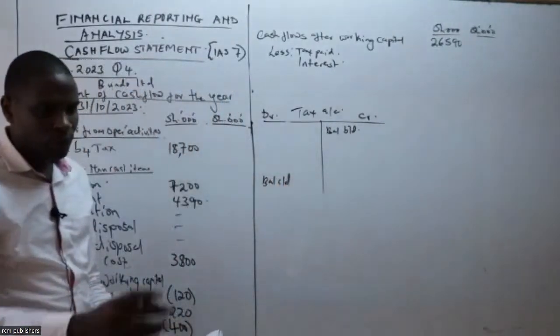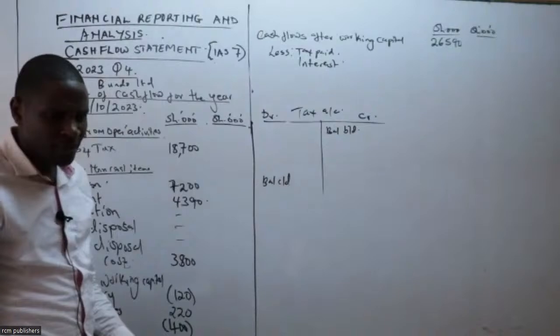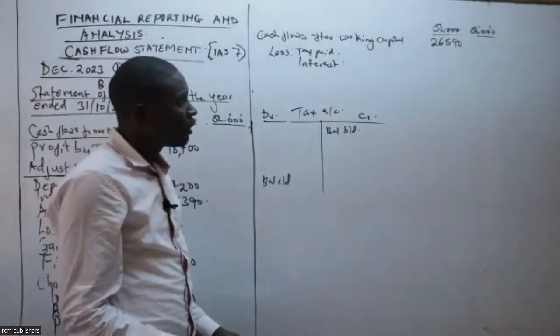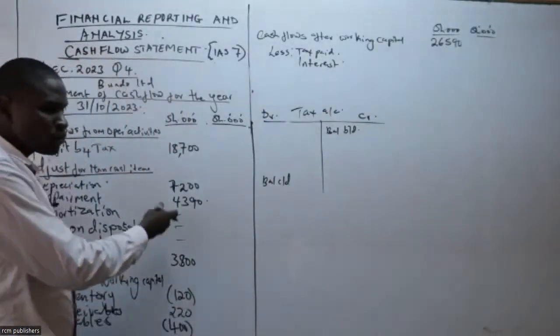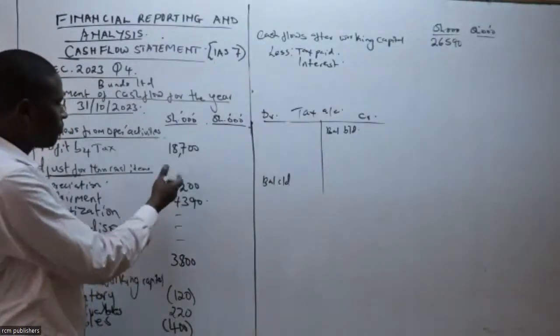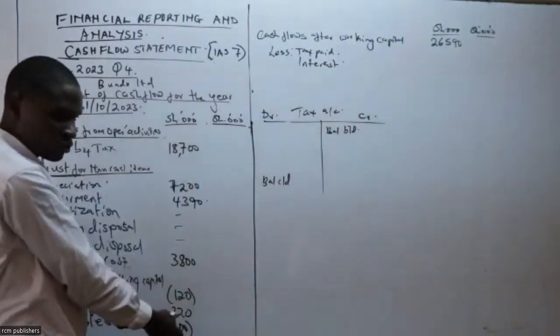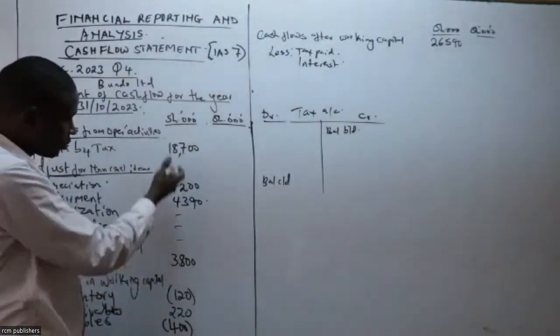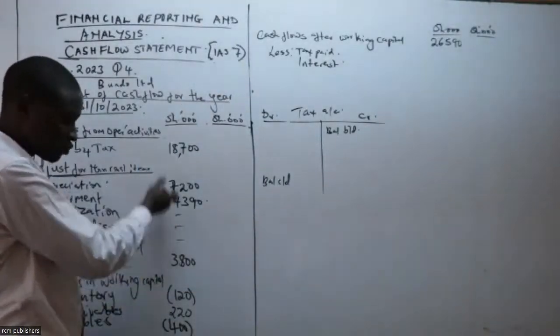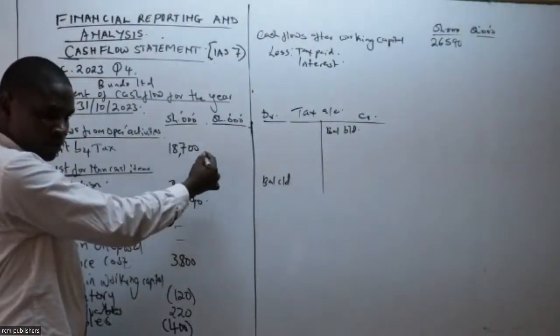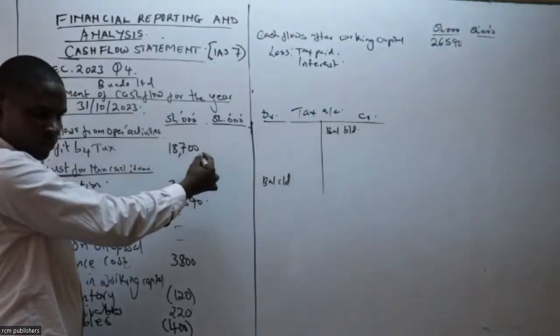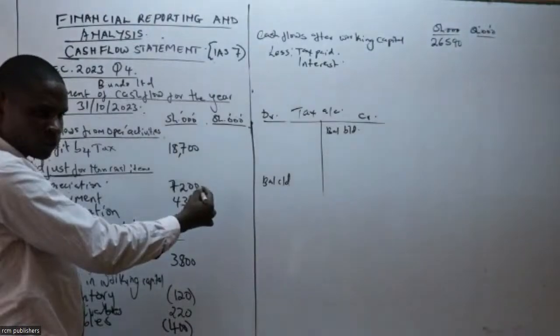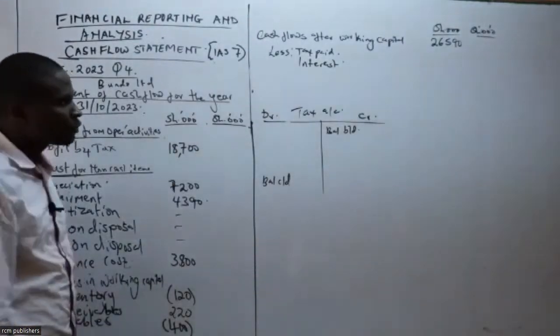Therefore, 26,590. That is what you're giving me. Peter, can you pick your calculator or your phone and give me the result of this? That will be cash flow after working capital. All these cash flow after working capital, all from here, total from profit before tax. That 4090. And whoever gave me 26.